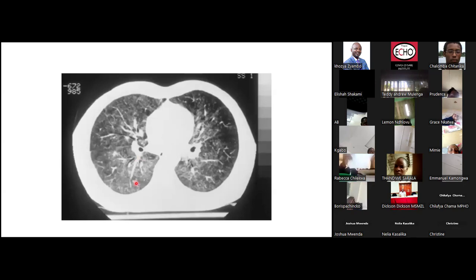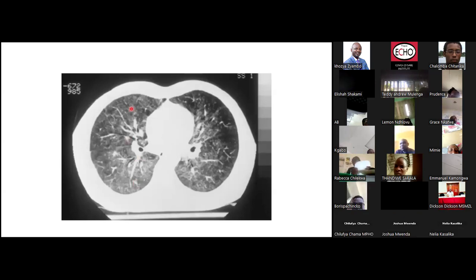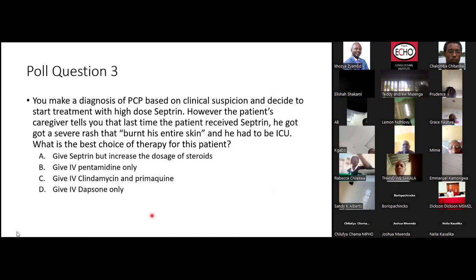Much less the same picture we see in COVID pneumonia. So this is what a CT chest would look like. The admin team can run question 3, again, question 3 to help us answer one of our objectives.